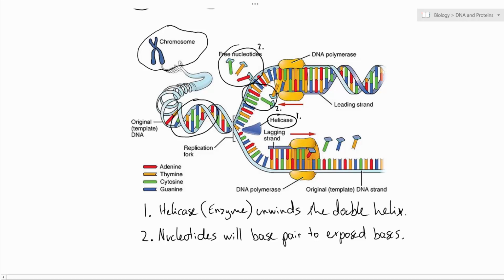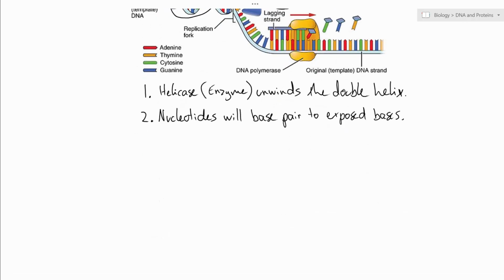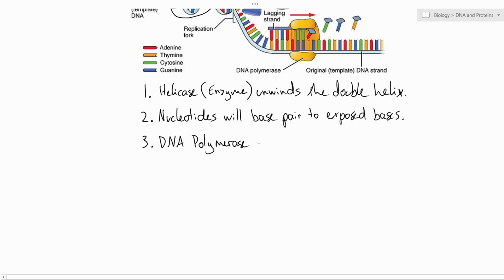Step number 3 involves another enzyme called DNA polymerase. Now what DNA polymerase is going to do is it's going to help attach those bases. DNA polymerase attaches the bases to the original strand.